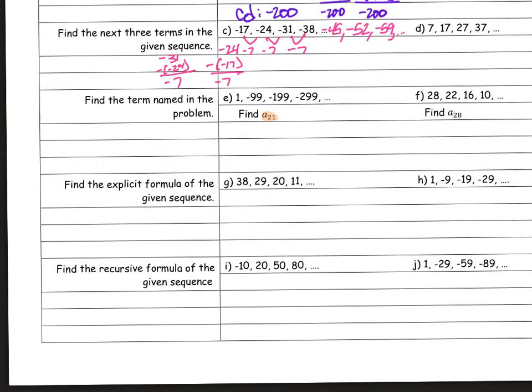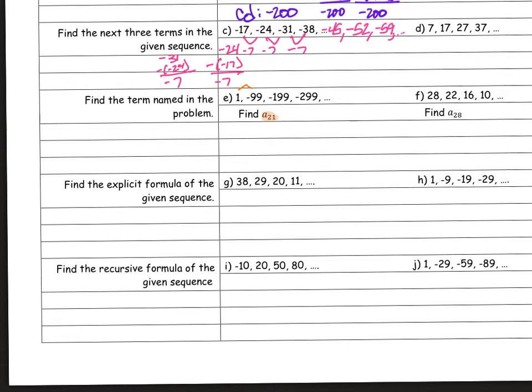So for me, the easiest way, now I could do a table. I know I have the first 4 terms, and I could just keep going and make a table until I have 21 terms. That's a lot of work. I could do it that way, that's fine. Or what I could do is write an equation and then substitute it in. So I think I'm going to try and do that.